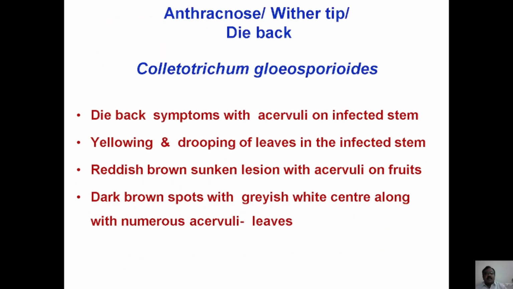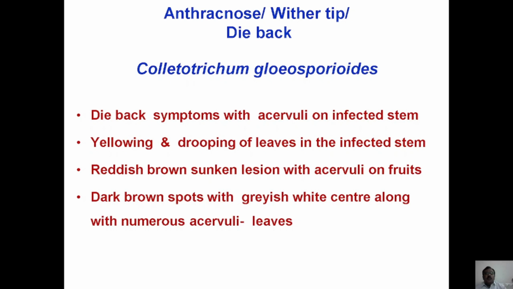And the next important disease is anthracnose, or withering of tip or dieback. In most cases, the anthracnose pathogen is known to produce deep-seated lesions at the base of the petiole or on the stem, and when the infection becomes very severe, it causes a girdling symptom, and that may be responsible for formation of dieback. So the dieback symptoms with acervuli are found on the infected plant's stem region. Yellowing, complete drooping and dropping of leaves from the affected plants are next indications. Formation of reddish brown sunken lesions on the fruits is also characteristic of this pathogen, and at the center of these lesions there would be formation of acervuli.